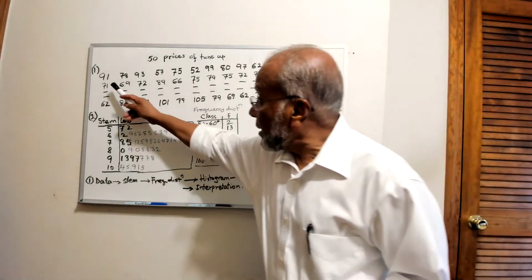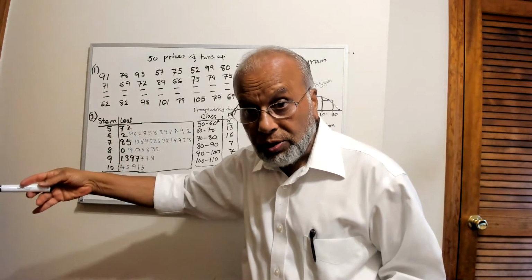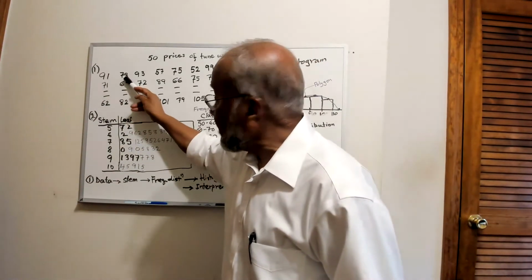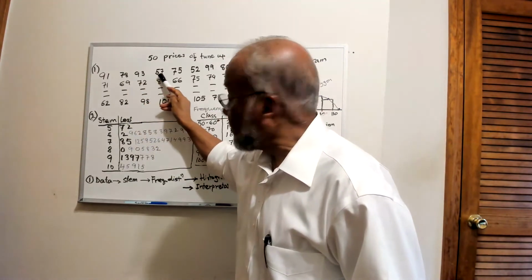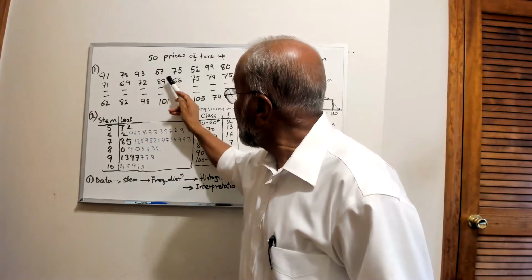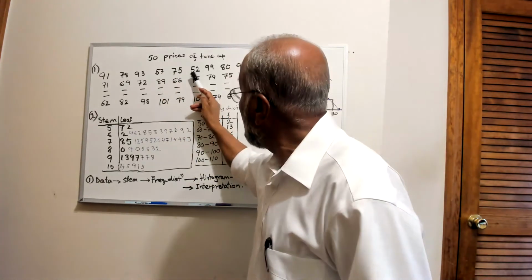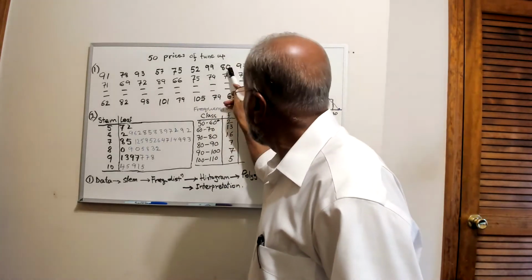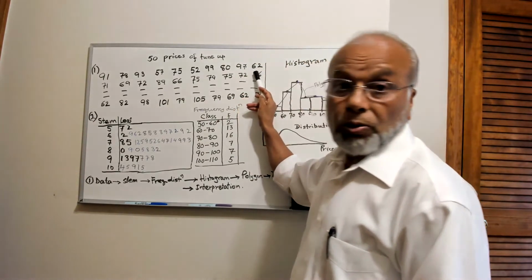So like number nine, the first one is 91. So it took $91 for tune-ups with parts. Then 78, 93, 57, 75, 52, 99, 80, 97, and then 62.